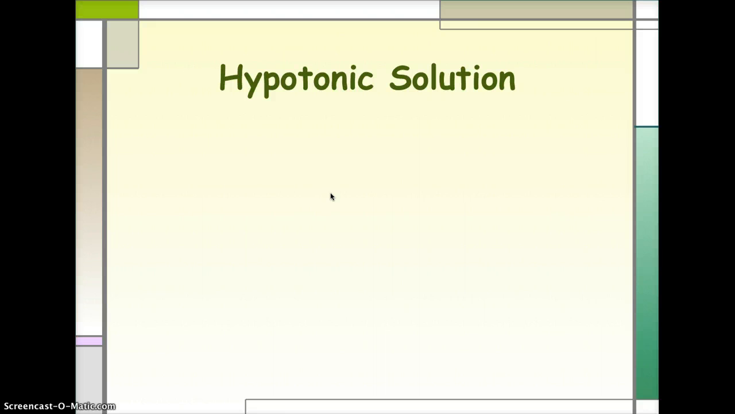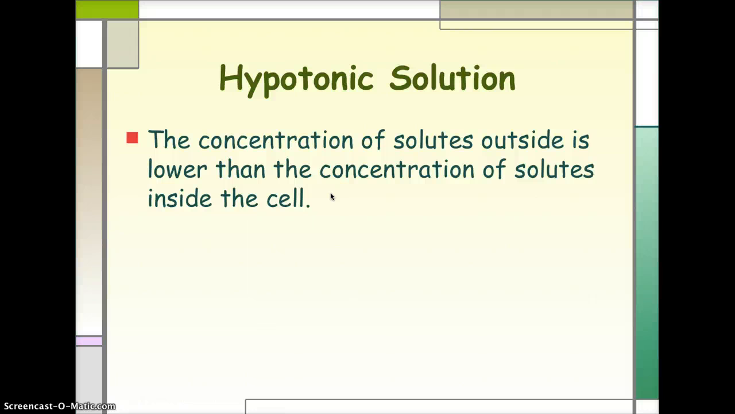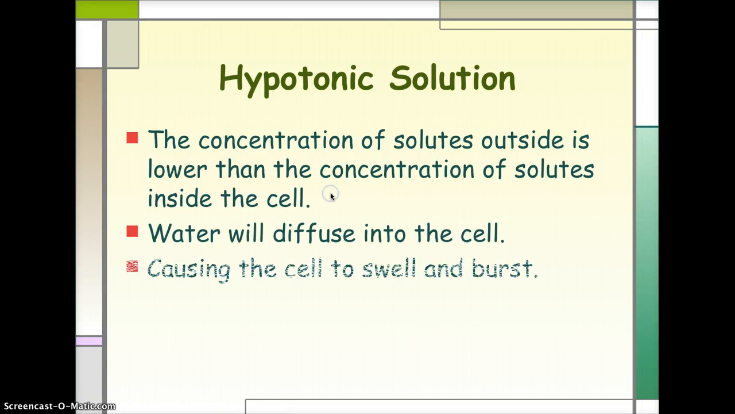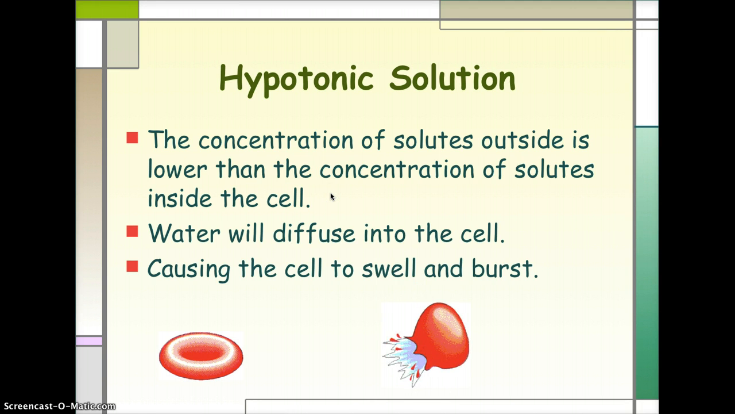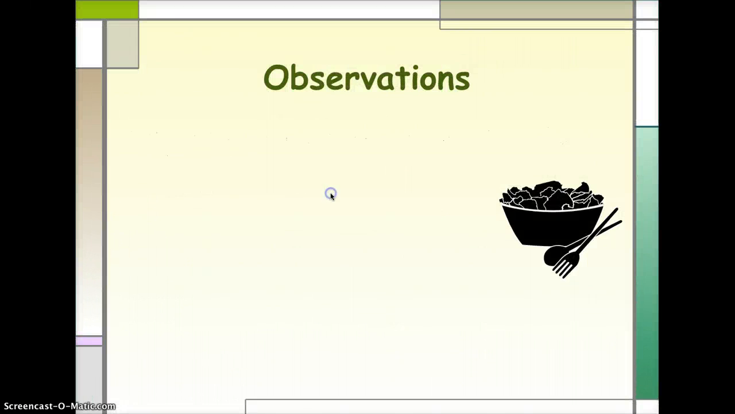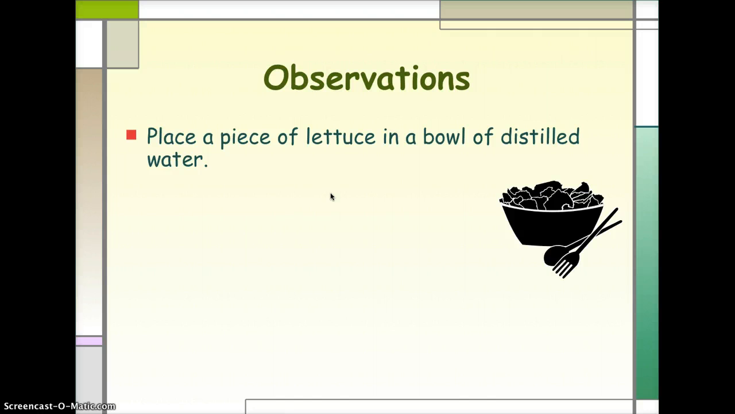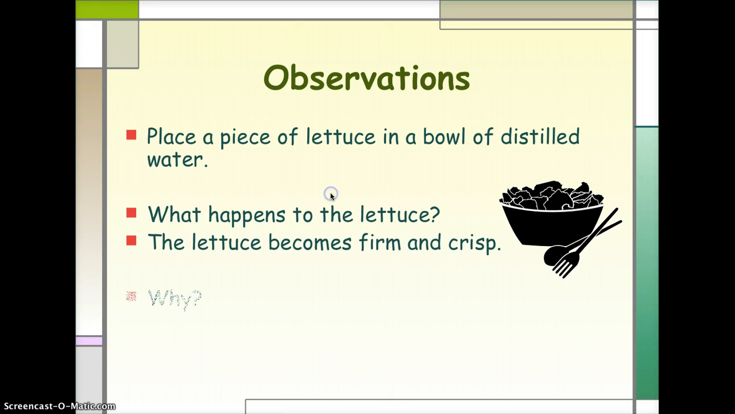In a hypotonic solution, think about this one when our egg grew and grew and grew. A hypotonic solution is where the concentration of solutes outside the cell is lower than the concentration inside the cell. And so water diffuses into the cell, causing it to swell and sometimes burst. So if we stick our lettuce, again, into a bowl of distilled water. Why distilled? Because we take the minerals and all of the solutes out of distilled water. So that makes the water tend to move into the lettuce. It gets very firm and crisp.